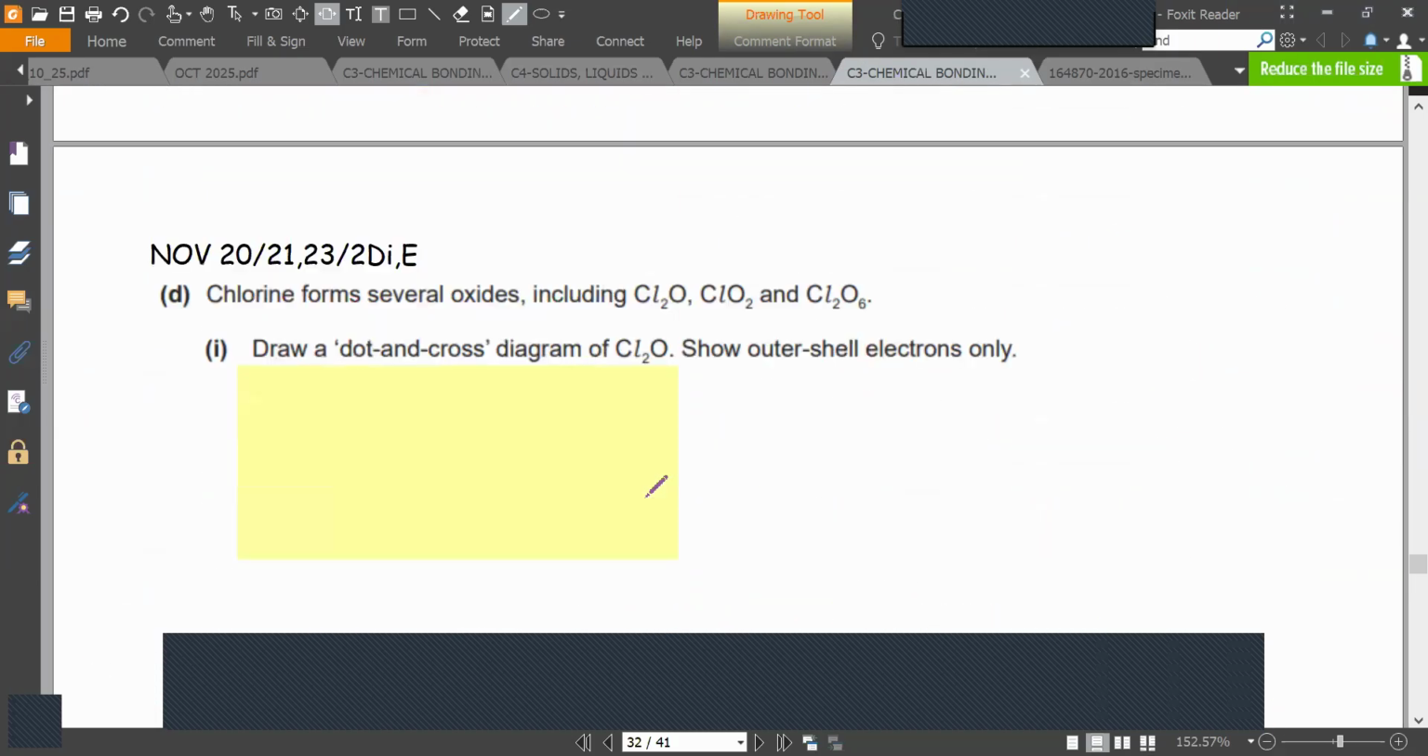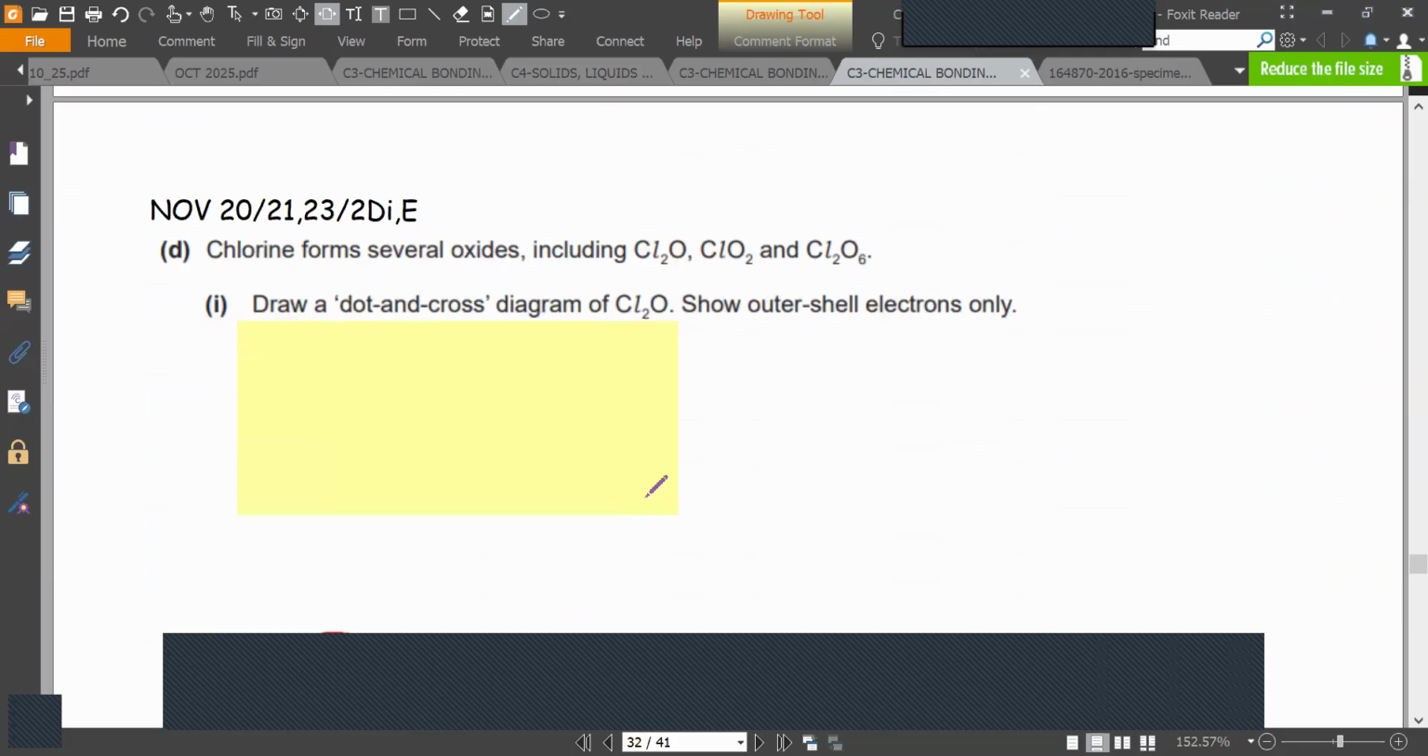Dot and cross diagram of Cl2O. We can see oxygen is the central atom. Oxygen is in period 2, so it cannot have an expanded octet, maximum 8 electrons. Oxygen has 6 outer electrons, so it needs to form 2 bonds.